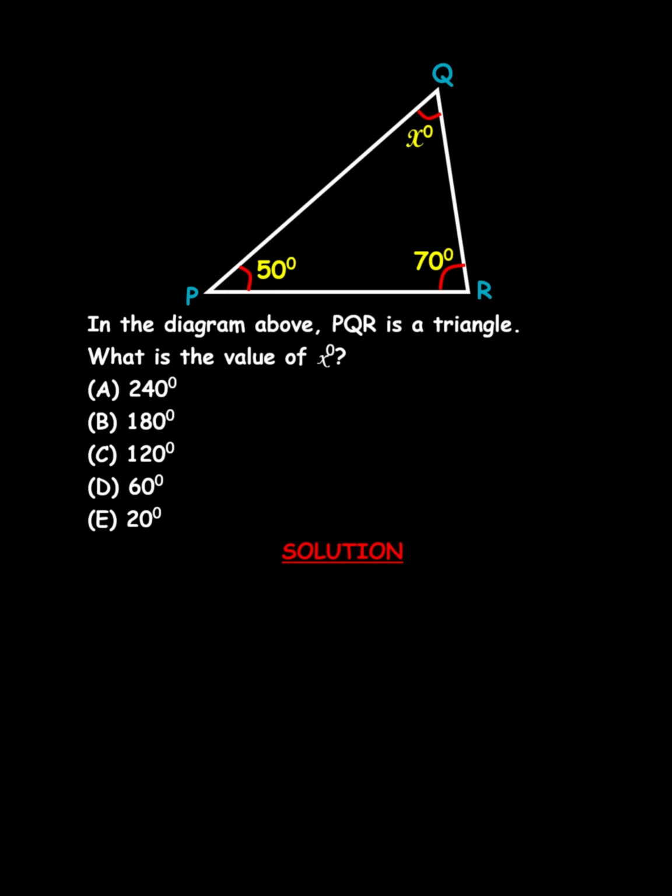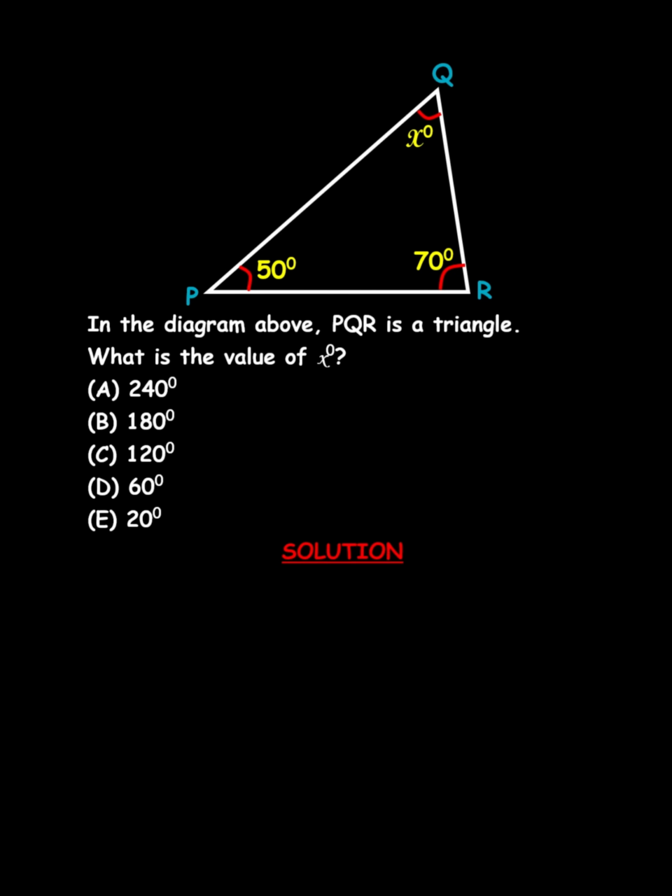In the diagram above, PQR is a triangle. What is the value of x degrees? A. 240 degrees. B. 180 degrees. C. 120 degrees. D. 60 degrees.